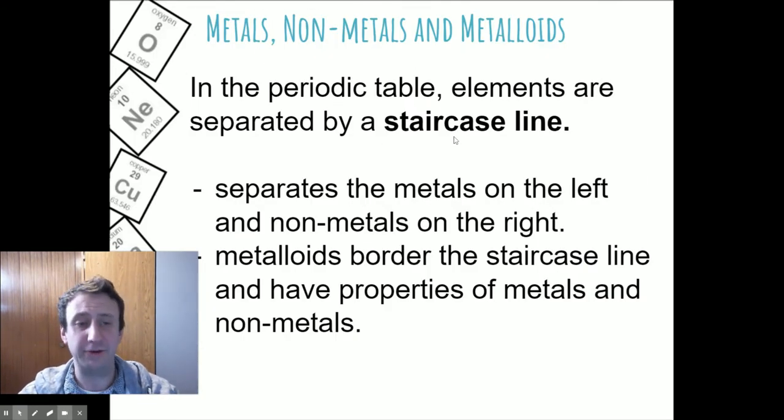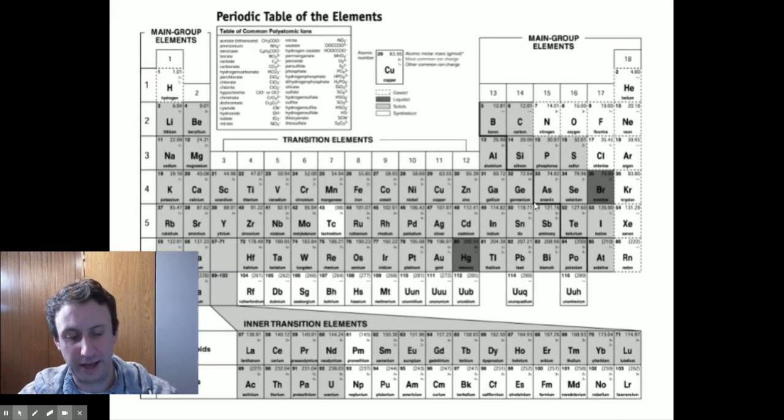So again, the staircase line separates the metals on the left and nonmetals on the right. Metalloids border the staircase line and have properties of metals and nonmetals. You've seen it. Again, the staircase line is seen on your periodic table as this bolded line going across. And it's called a staircase line because it looks like a staircase, if that wasn't horribly obvious. By the way, this periodic table is the one that you would end up getting in Science 10. So I thought right away we'd get you some exposure to the one that you will be seeing in the future.